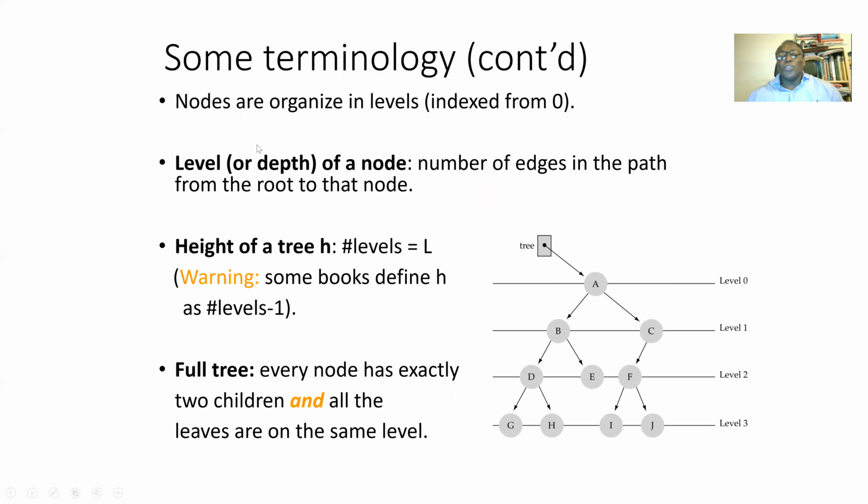And also we have a few more terminologies. Nodes are organized in levels, as we said earlier, from 0 to whatever the highest is. And the level, or sometimes we use the term depth, of a node is the number of edges in the path from the root to that node. What we mean is, let's say from A to J, the number of edges is 1, 2, and 3. And you can see that that is level 3. And we call it a path.